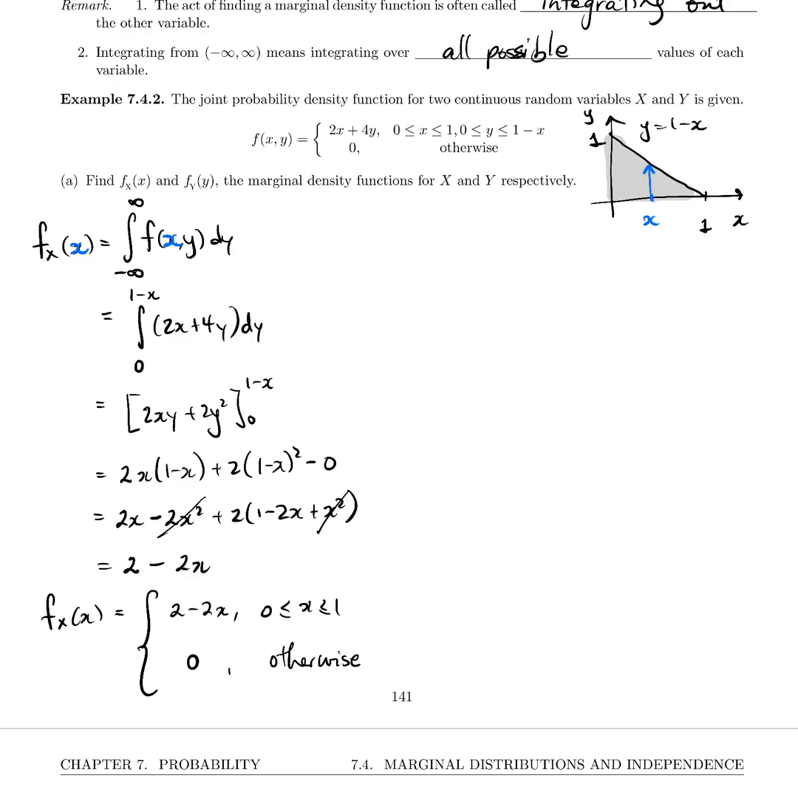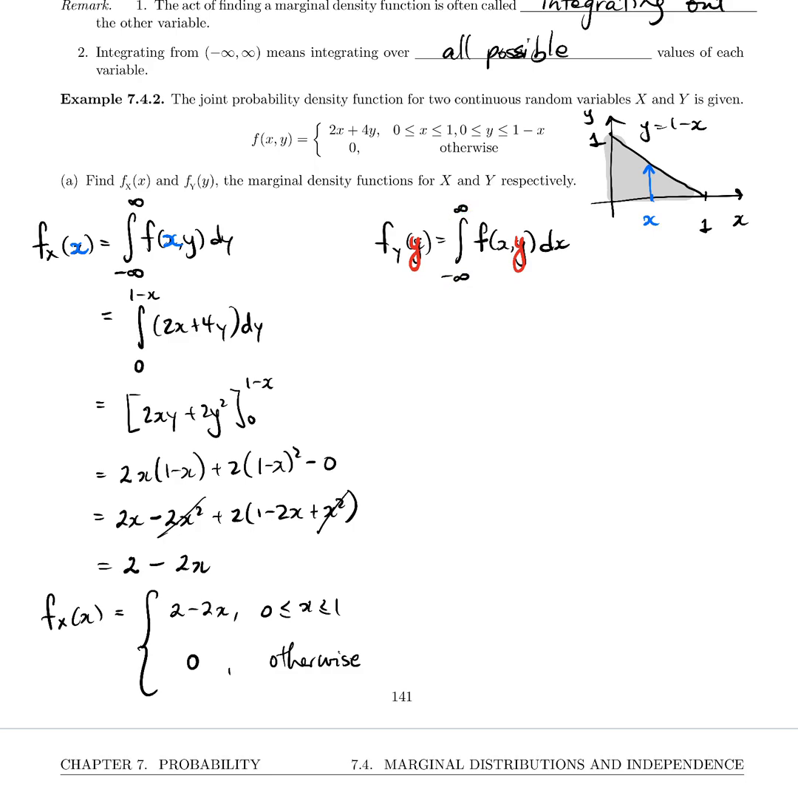Now we want the density of y as well. We want the marginal for y, so we're going to flip things around. We want to integrate out the x. So f sub y of y is going to be the integral from minus infinity to infinity of f of x, y, this time dx. For a given y value, we want to integrate over all possible x values.